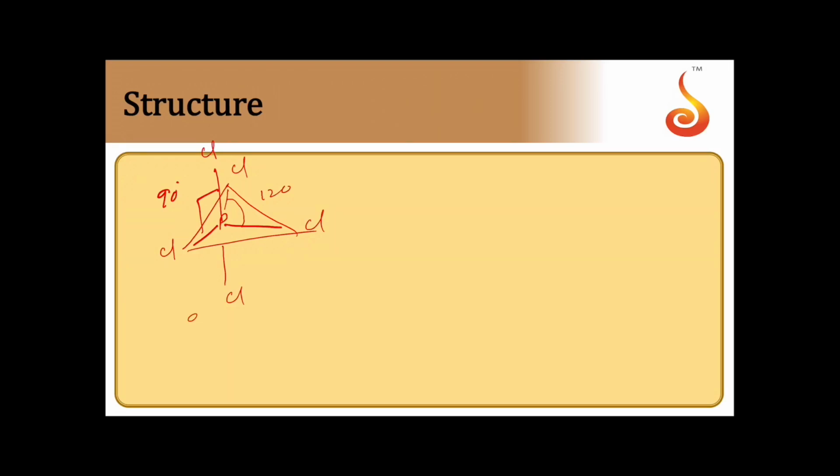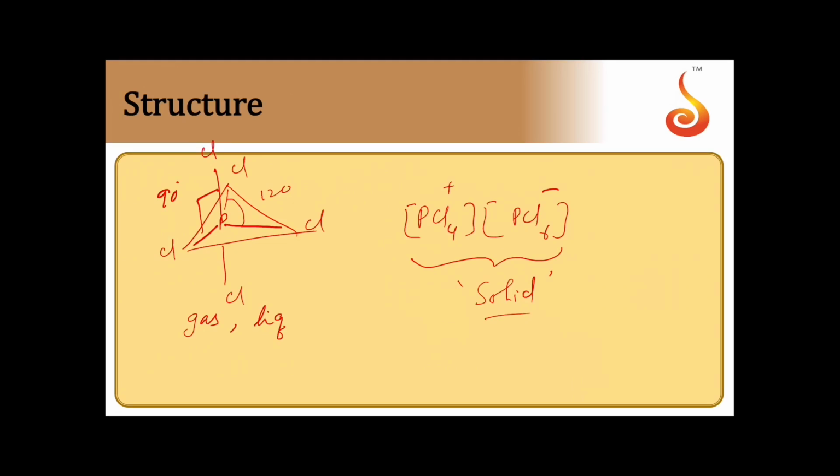This is a case of gas phase. Gas phase and liquid phase have the same structure. In solid state, the molecule exists as PCl4+ and PCl6-. So it is an ionic compound in the solid state. It exists as PCl4+ PCl6-.